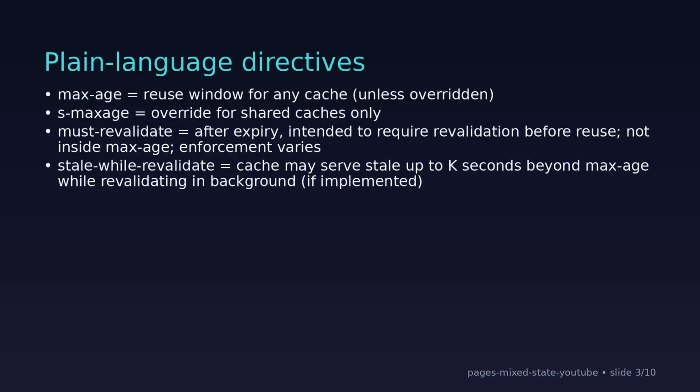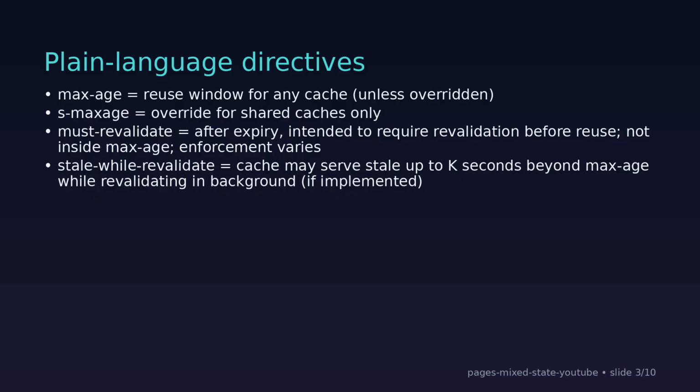Max-age applies to any cache unless something overrides it. S-maxage overrides for shared caches. Browsers ignore it. Must-revalidate means that after the freshness window you're supposed to revalidate before reuse. It does not force checks during max-age, and real intermediaries vary. Stale-while-revalidate means a cache may serve a stale response for the stated seconds after max-age while it fetches fresh in the background, if it implements that directive.